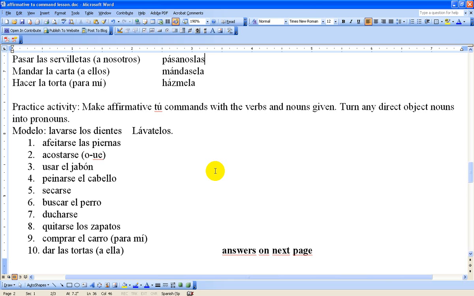So when doing this, try and keep in mind that some of these, actually probably all of them, will have accent marks somewhere on them. So see if you can do that as well. And the answers will be on the next page. So pause the video because I'm going to start going over the answers in about 3 seconds.